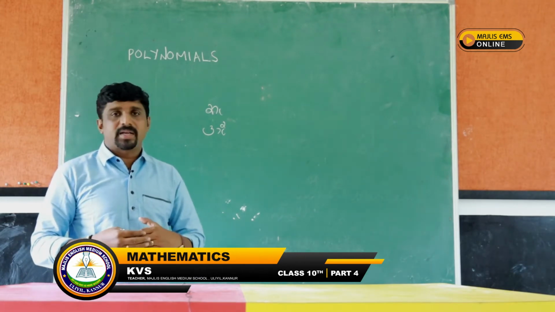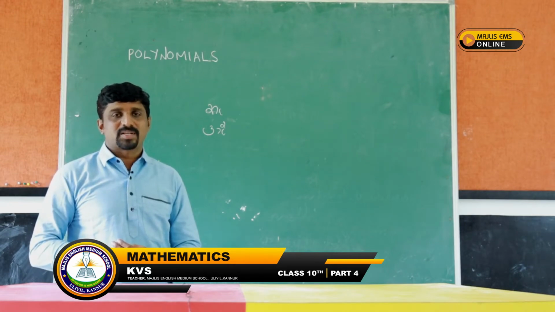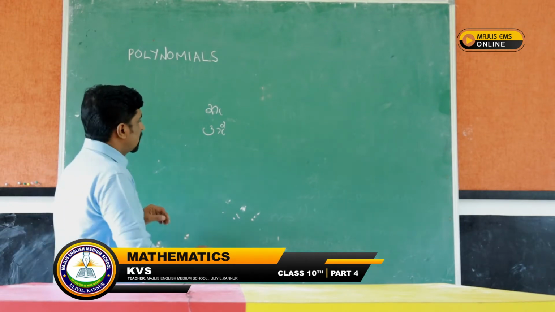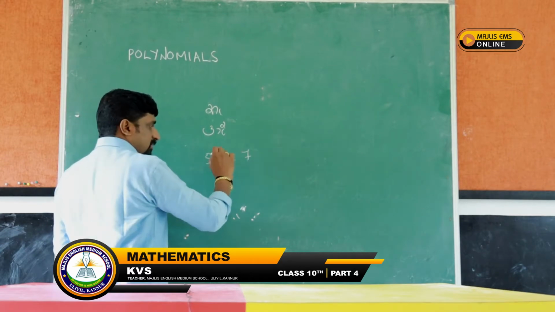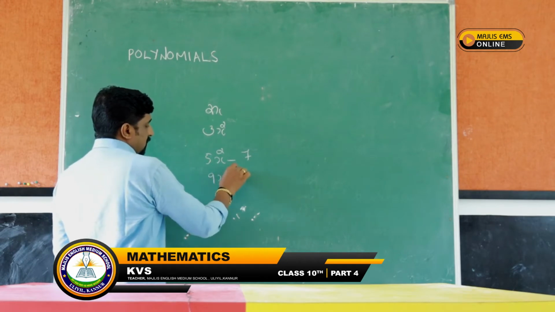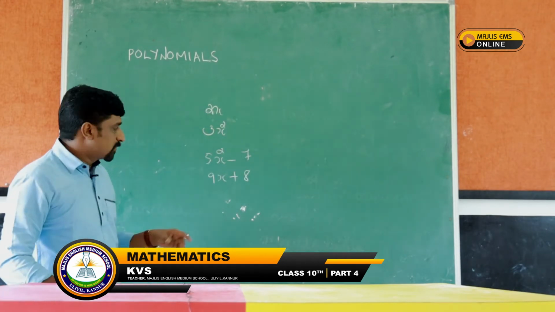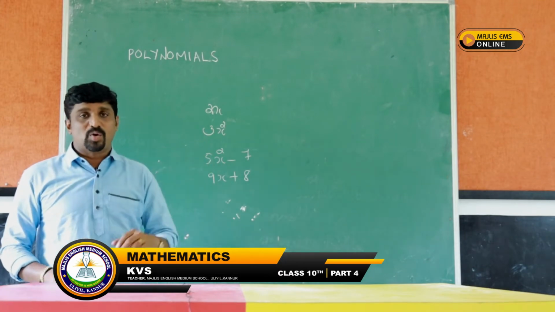A polynomial containing two terms is known as a binomial. Suppose 5x square minus 7: first term, second term is minus 7. And 9x plus 8: first term, second term, two terms are there. Therefore, it is known as a binomial.